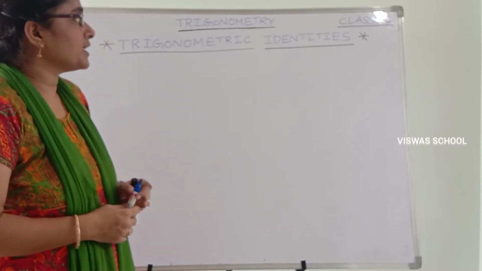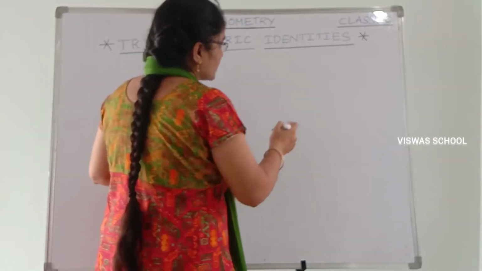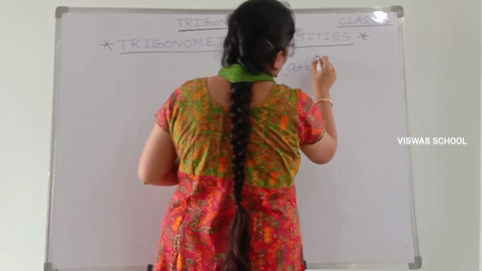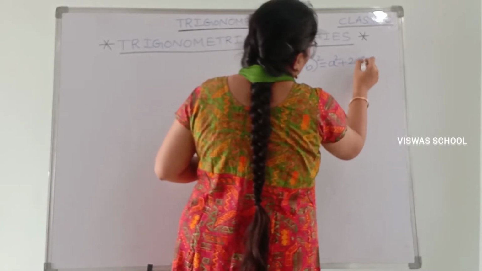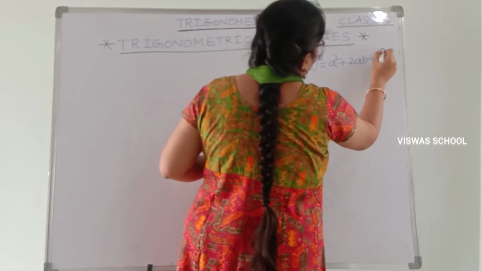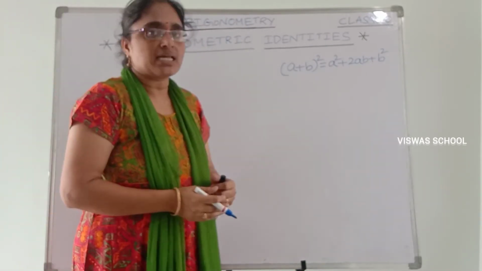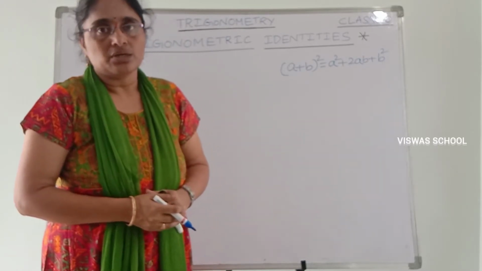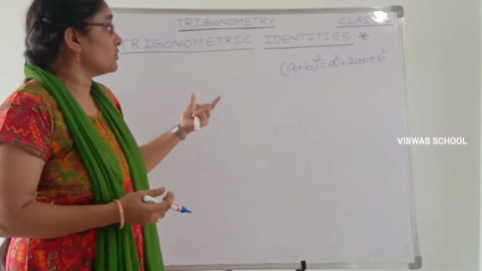Here, we already know some algebraic identities. What are they? For example, (a plus b) whole square is equal to what? a square plus 2ab plus b square. That means an identity is a mathematical equation which is true for all the values of the variables. In the same way, we also have trigonometric identities.